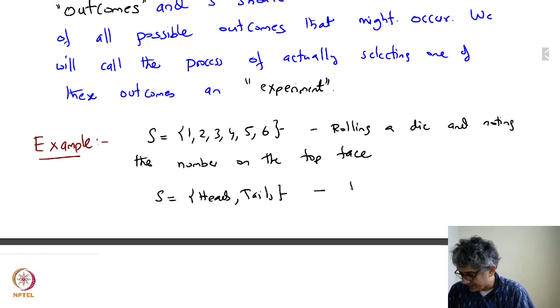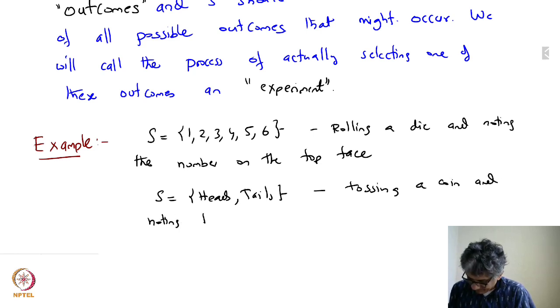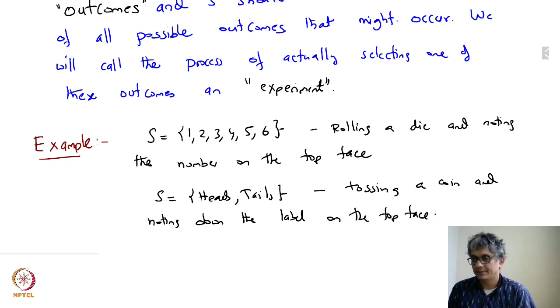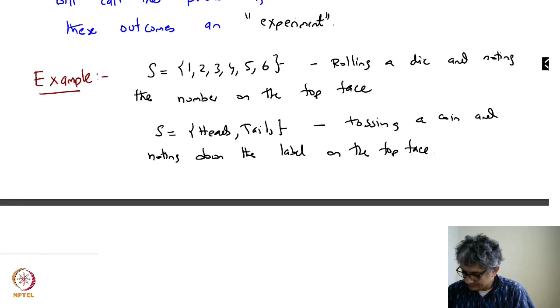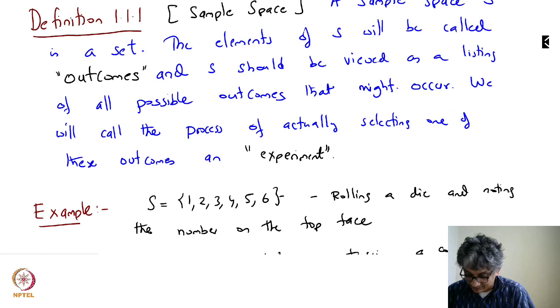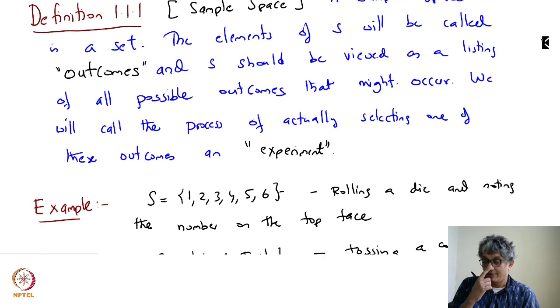And you could think of the experiment associated with this as tossing a coin and noting down, let's say, the label of the coin. Very good. Now, once we have a list of all possible outcomes, we now should understand what things we're interested in.